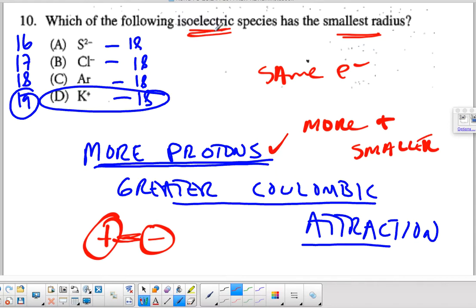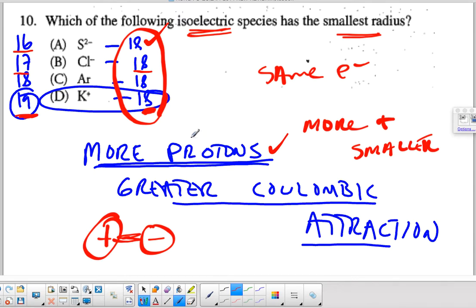If we look, they're all isoelectronic. Sulfur on the periodic table normally has 16 protons, 16 electrons. When it becomes S2 minus, it gains 2 electrons, 18 electrons. Chlorine normally has 17 protons and 17 electrons, but a negative 1 charge means it goes to 18. Same thing with this one. Argon has 18, doesn't have a charge. Potassium normally has 19 electrons, but when it gets a plus 1 charge from losing an electron, it goes to 18. All of these are isoelectronic.